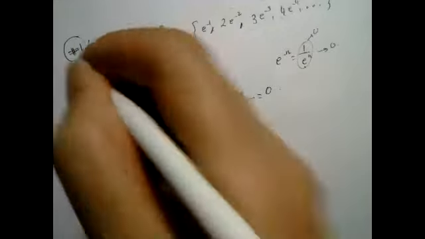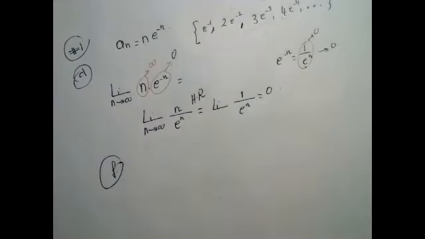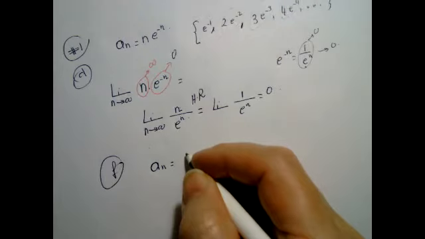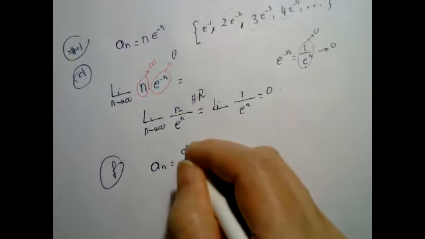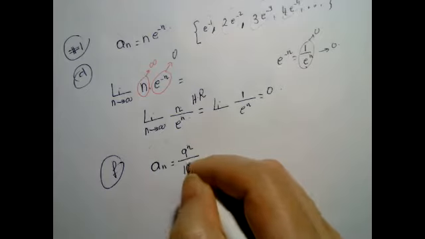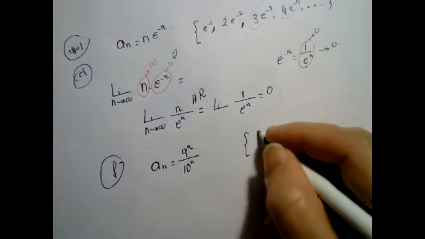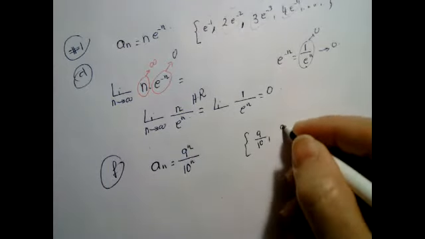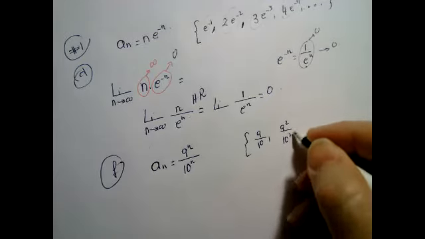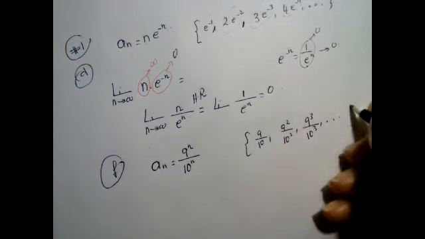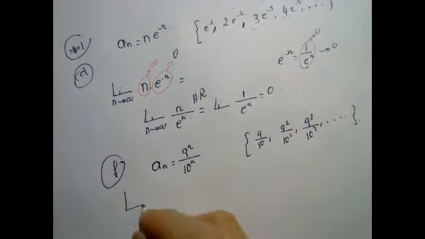So this is part D, f. F is equal to, again, that's a sequence. That's a list of numbers: 9 to the n over 10 to the n. And what's the limit of that as n tends to infinity? So again, I'm looking at the following: 9 over 10, comma, 9 squared over 10 squared, comma, 9 to the power 3 over 10 to the power 3, comma, etc. All right. So what's the limit of that?